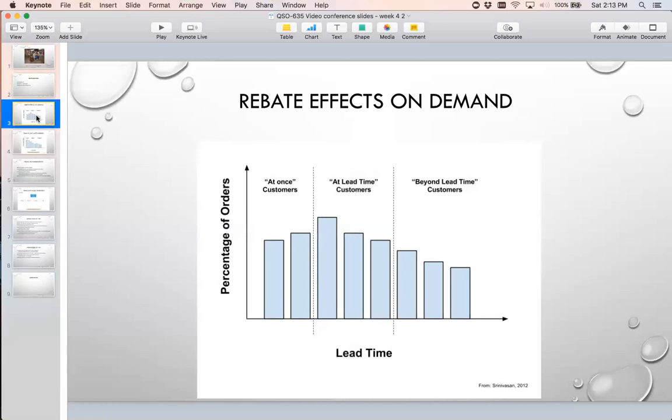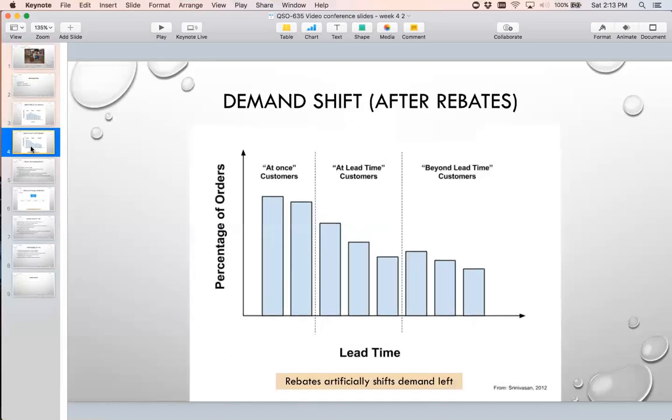Now, what rebates do, rebates shift your demand all the way to the left. So people purchase a product right now, because a rebate takes place at the time of purchase, obviously. You may have had people who are like, well, that Apple phone's a little bit expensive. I'll wait until the price drops, or I have to save a little bit of money to get the phone. But all of a sudden, the beyond lead time customers say, wow, I can get it right now. So all of a sudden, it shifts everything to the left.